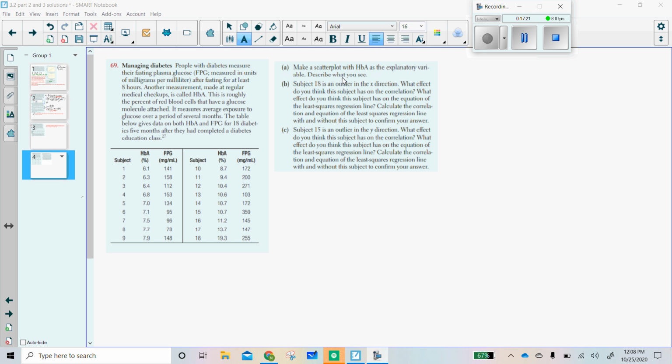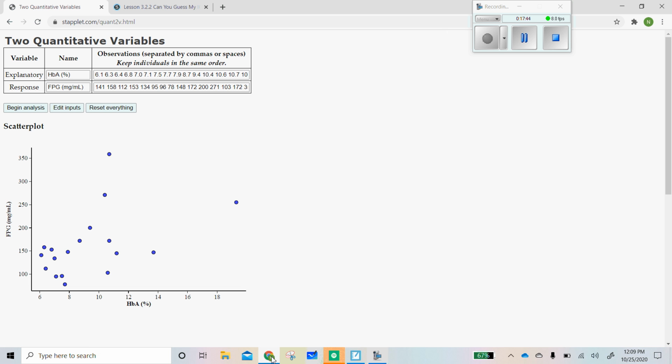Describe what you see. That's kind of vague, but to me that says that we're supposed to be describing the relationship between the two of them, probably. And so I'm going to go ahead and say we should do CDOFs here. So let's take a look at it. I went ahead and made the scatter plot. There it is.